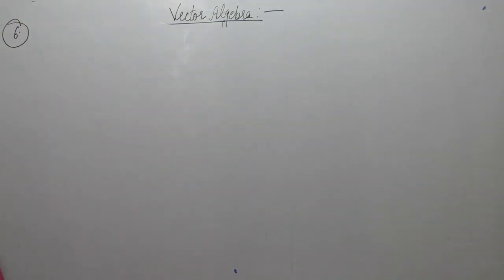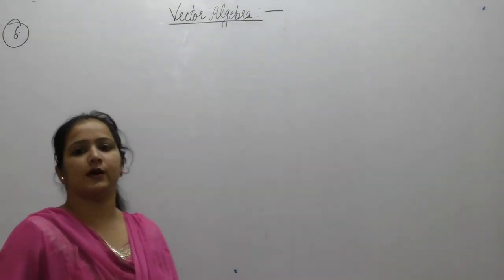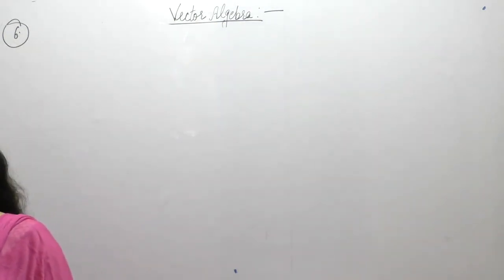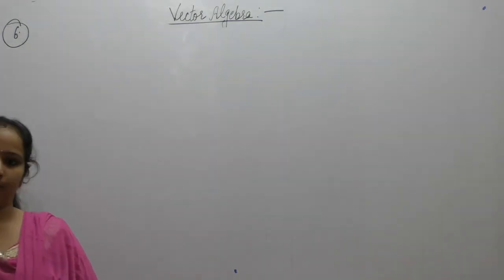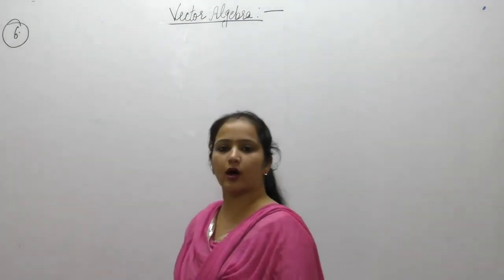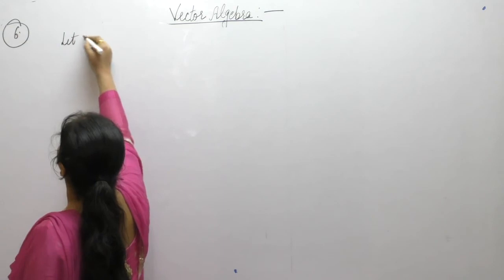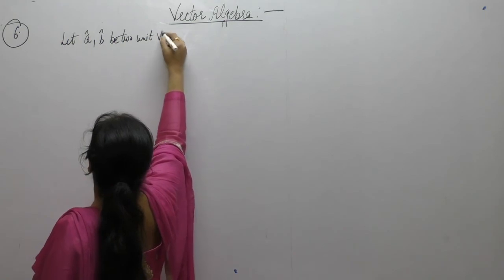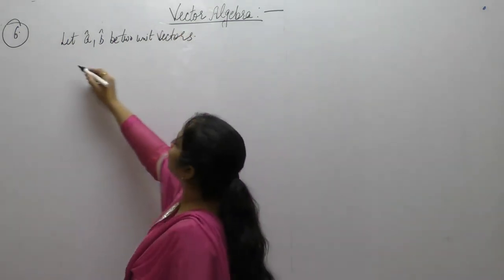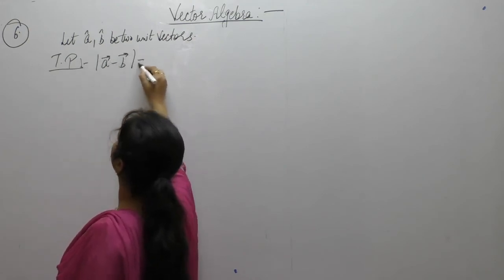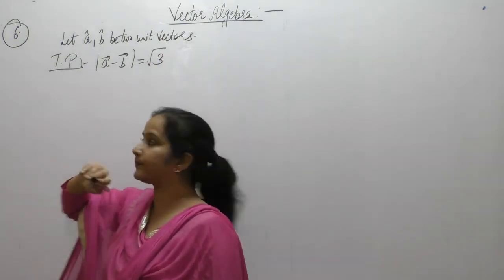Next one. If the sum of two unit vectors is a unit vector, prove that the magnitude of their difference is square root of 3. Let A cap and B cap be two unit vectors. Then we want to prove that the magnitude of their difference is square root of 3.